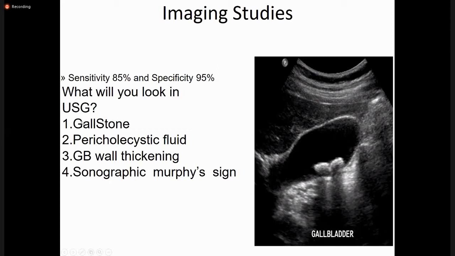So what will we be looking for on ultrasound? The gallstones, the pericholecystic fluid, the gallbladder wall thickness may be greater than 3 mm. And if you keep a probe, you may even elicit the Murphy sign. That is, the patient will wince on putting the probe on the gallbladder wall.